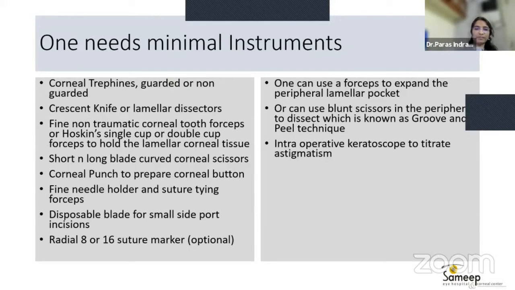radial 8 or 16 markers to have your sutures at the right distance. One can use a forceps to expand the peripheral lamellar pocket, and one can use blunt scissors in the periphery to dissect, which I'll come to discuss when I show the video. Intraoperative keratoscopy to titrate the astigmatism.